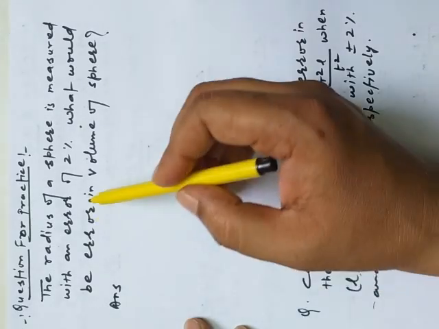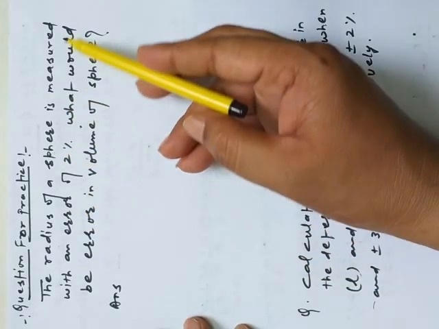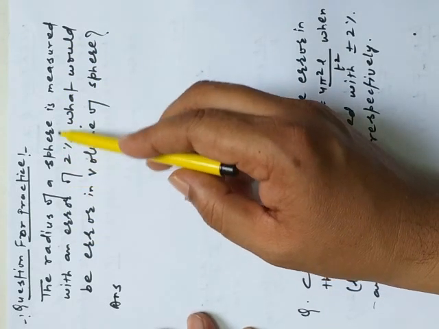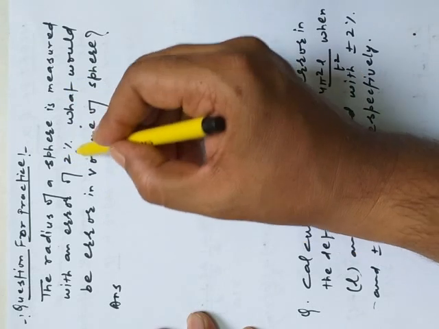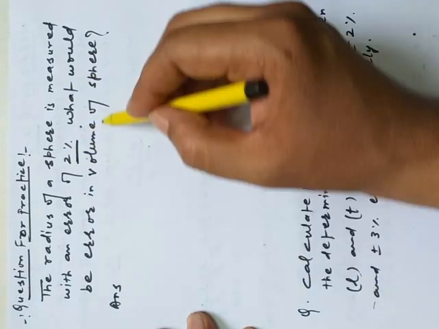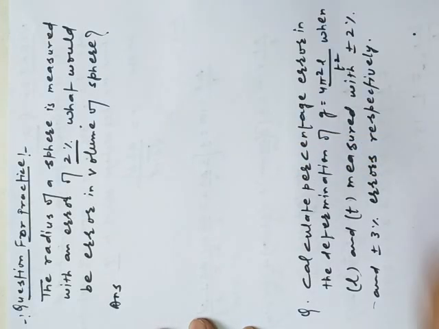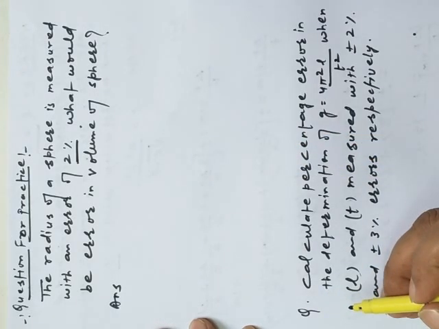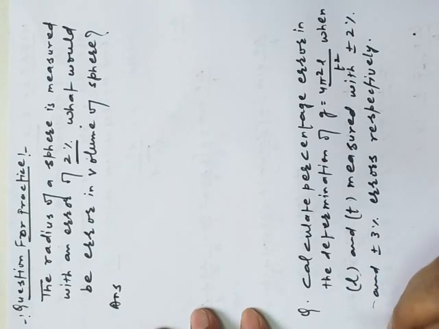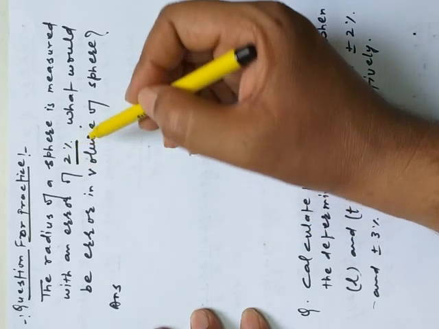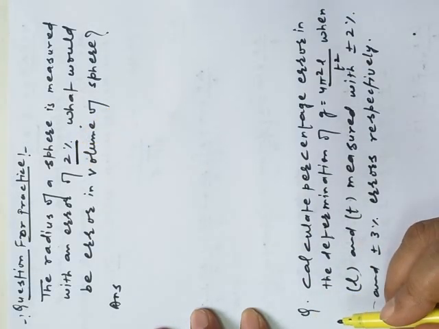Now one of the questions in front of you: the radius of the sphere is measured with an error of 2%. What would be the error in the volume of the sphere? So it is simply asking regarding the error in the volume, and the percentage error in the radius is given, so we should convert the volume into the percentage part.